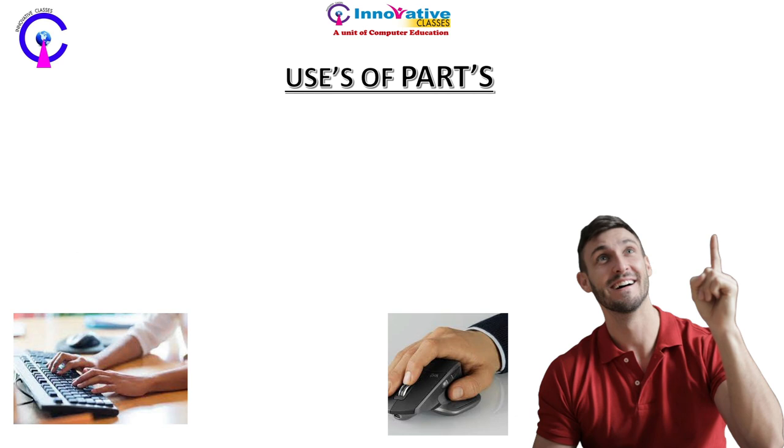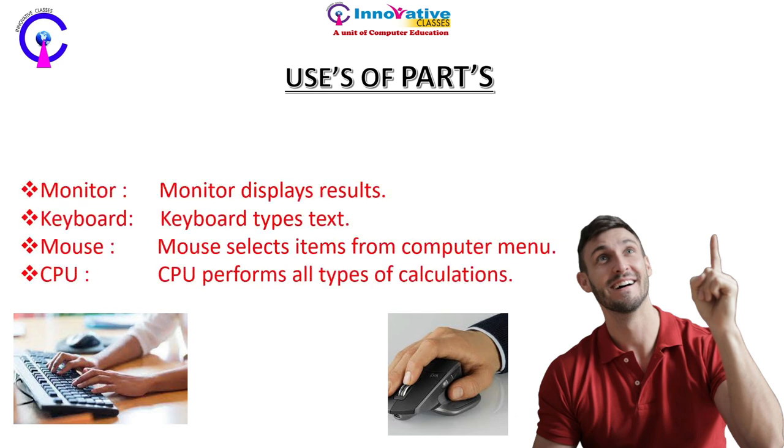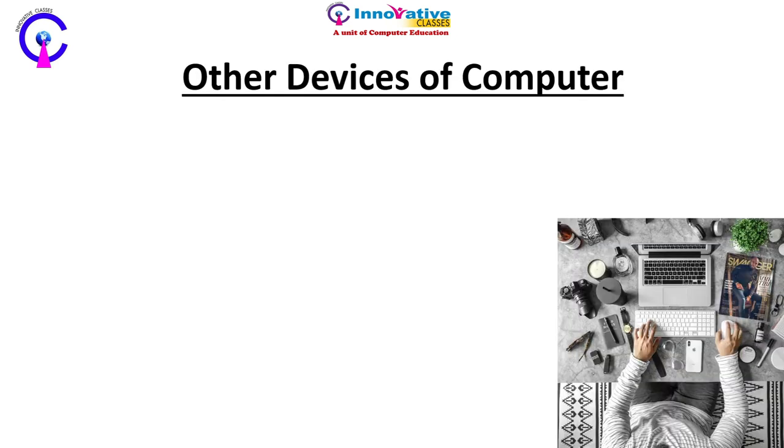Uses of parts. Monitor. Monitor used for displays results. Keyboard. Keyboard used for types text. Mouse. Mouse used for selects items from computer menu. CPU. CPU uses performs all types of calculations.